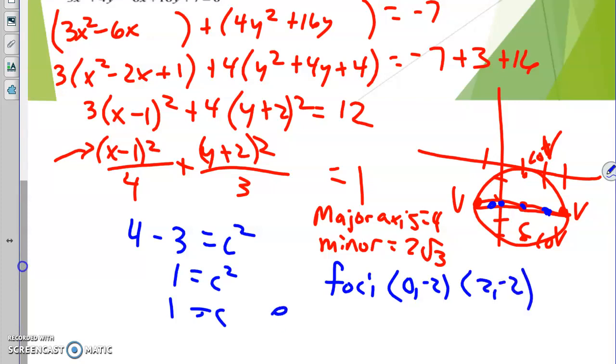And my eccentricity, almost forgot. Again, that's c over a. We know our c is 1. We know our a is 2. So I get a half for my eccentricity.